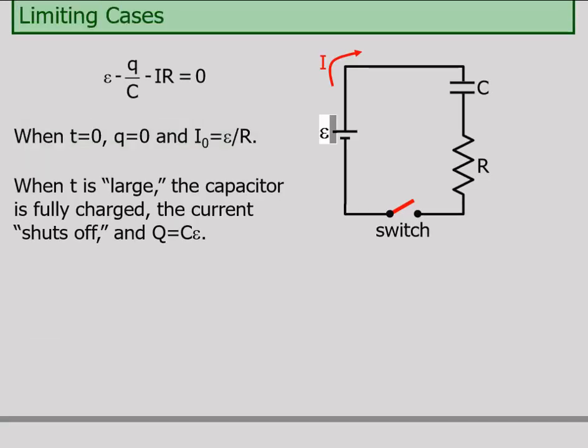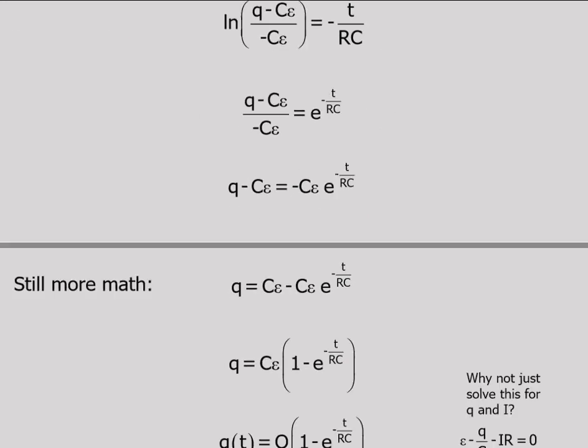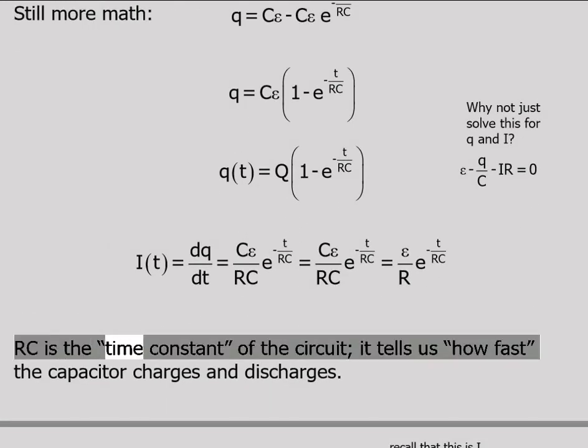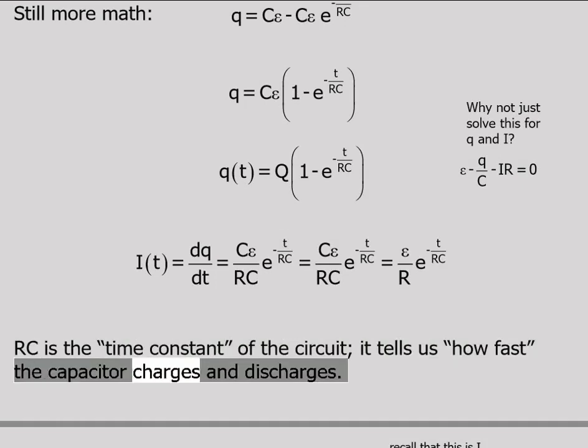Limiting cases. When t is large, the capacitor is fully charged, the current shuts off, and Q = Cε. Math. More math. Still more math. RC is the time constant of the circuit. It tells us how fast the capacitor charges and discharges. Why not just solve this for Q and I?